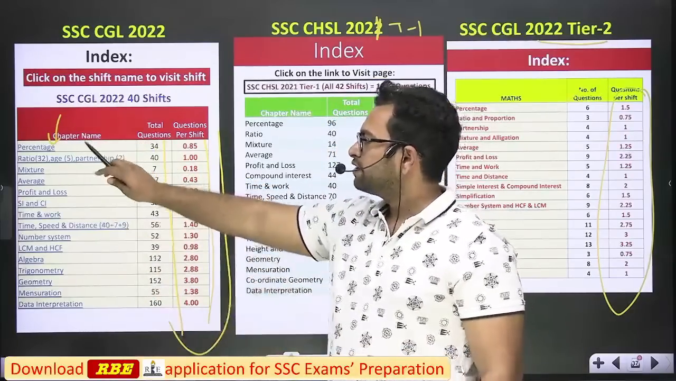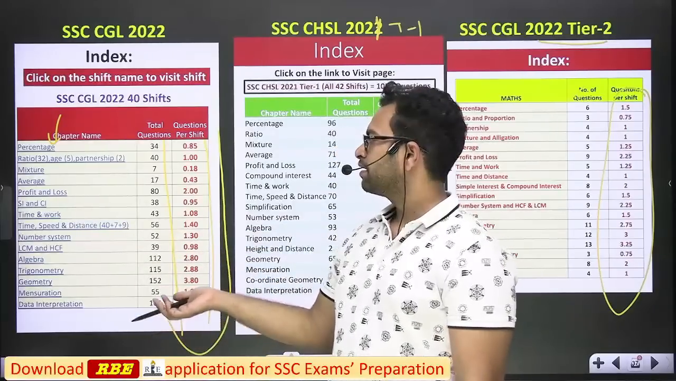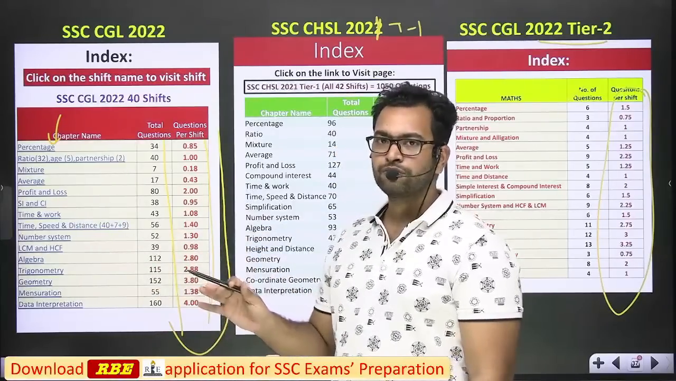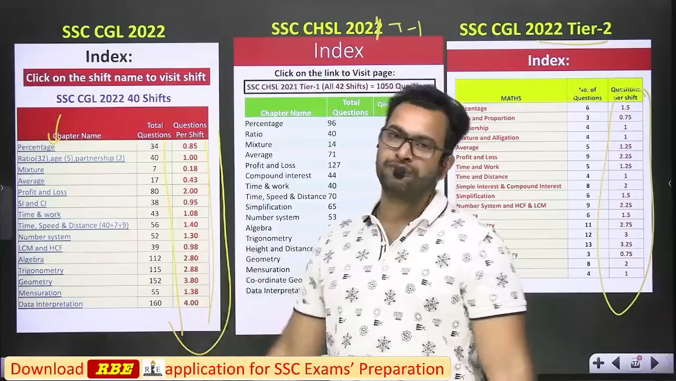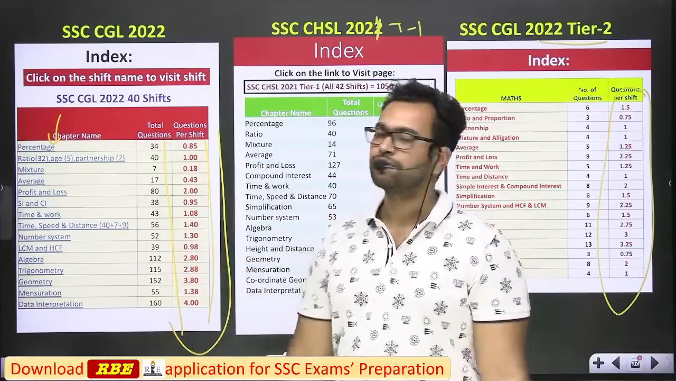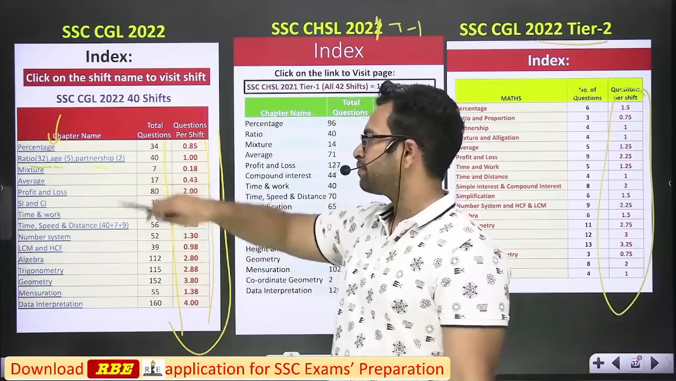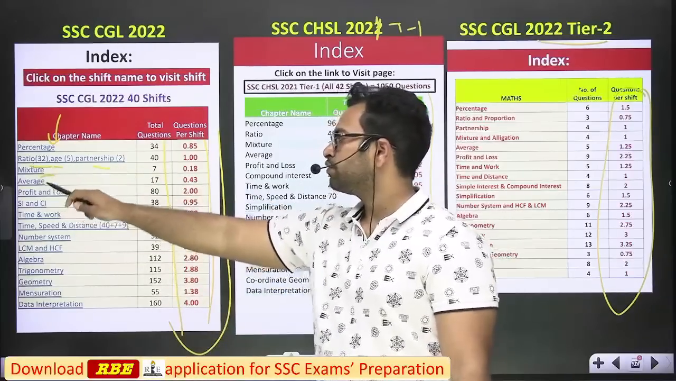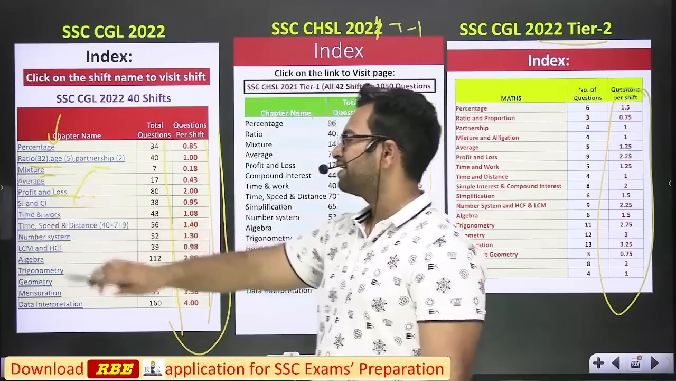Just learn percentage first. Don't start with CI and SI. If you start with CI and SI, you won't understand anything, because the concepts of percentage are used in the whole arithmetic section. It's the foundation of arithmetic, percentage and ratio. So first learn percentage, then ratio, then you can go for age, partnership, mixture, then you can go for average, then you can go for profit and loss, then you can go for SI and CI.